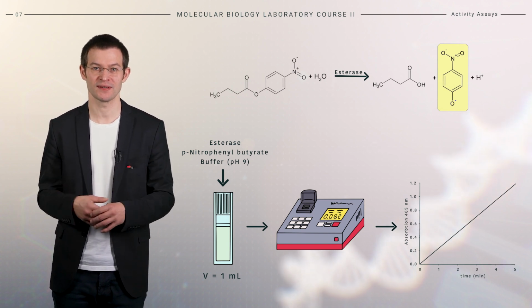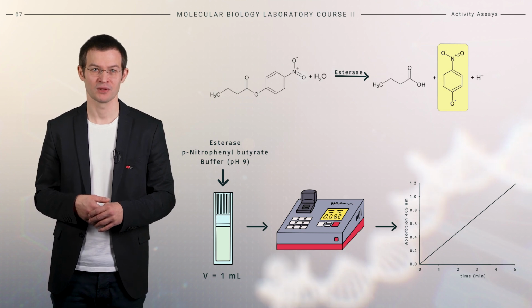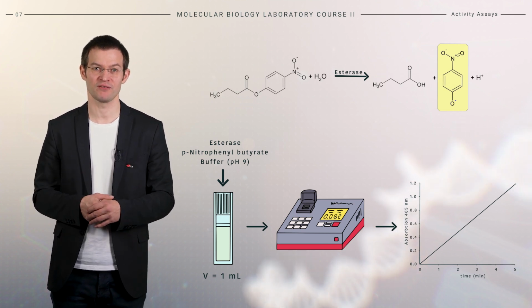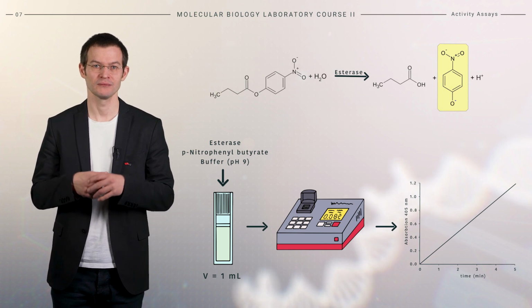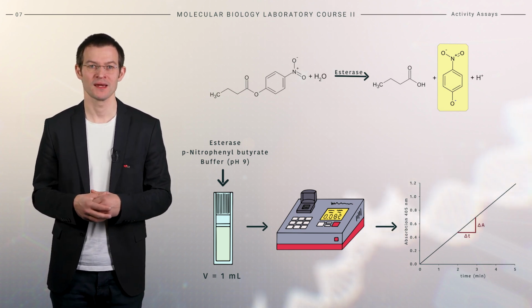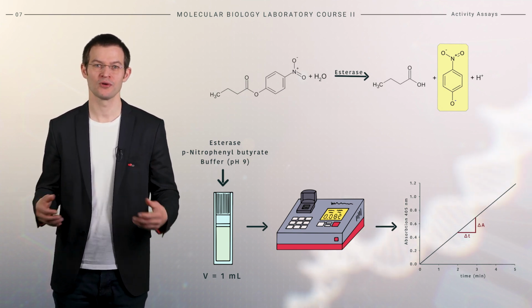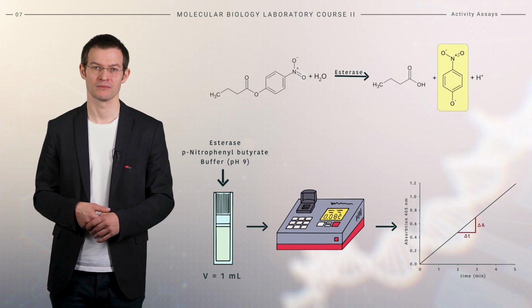We can follow the steady release and accumulation of p-nitrophenol over time, which absorbs strongly at 405 nanometer. The slope of the curve, given as delta absorbance over time, is a direct measure of enzyme activity. The steeper the slope, the higher the activity.